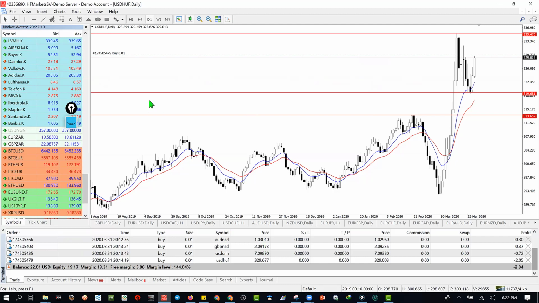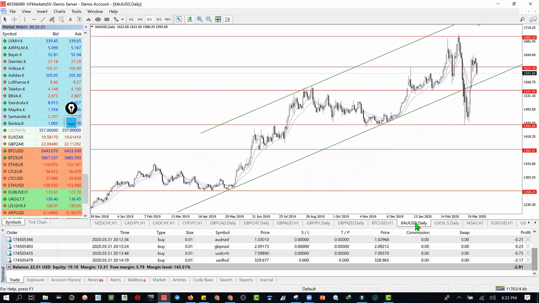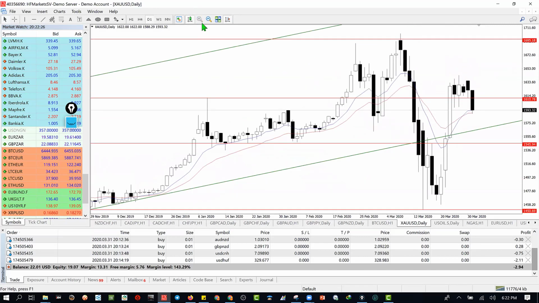Let's check the actual price of gold right now. Okay, this is the chart of the gold. The current price of gold is 1,593. So if I want to make a trade right now at 1,593 and I have $100 in my account, I don't want to risk more than 1% of my trading account. So maybe my stop loss right here is 1,614. Let's calculate right there.